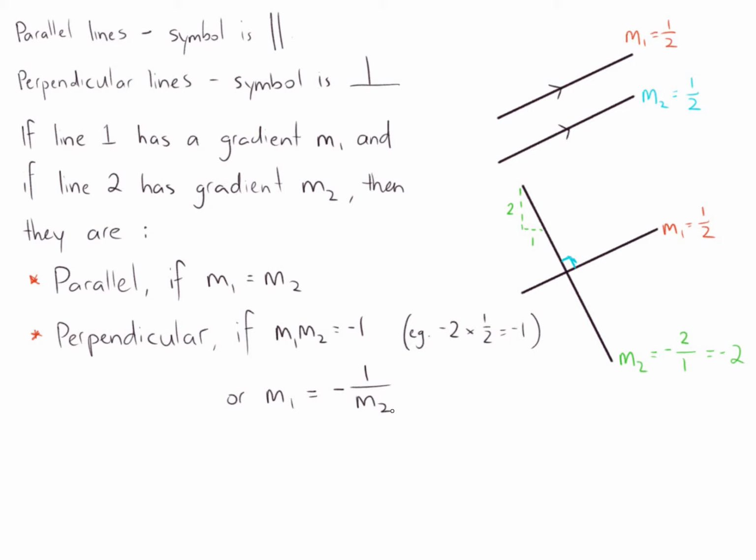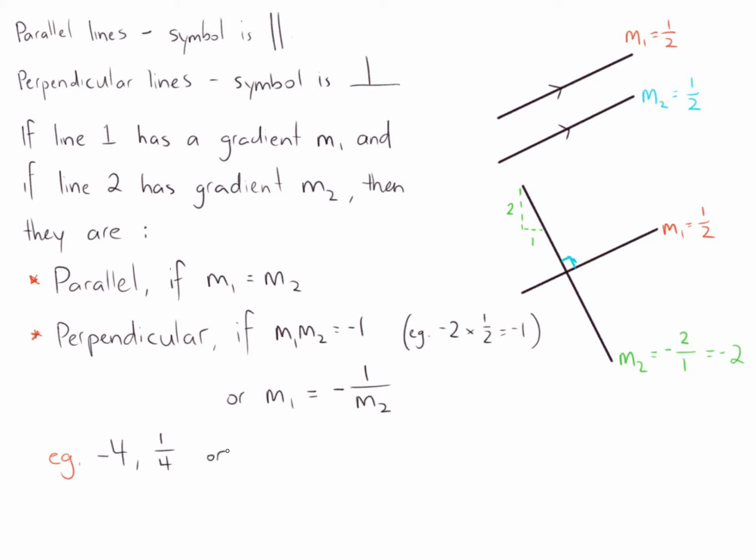Okay, so 1/2 and negative 2: one's positive and one's negative, and 1 over 2 is the flipped version of 2. So that's another way to look at perpendicular gradients. So what are some other examples? If I told you that one line had a gradient of negative 4, then the line perpendicular to it would have a gradient of 1 over 4, positive 1 over 4.